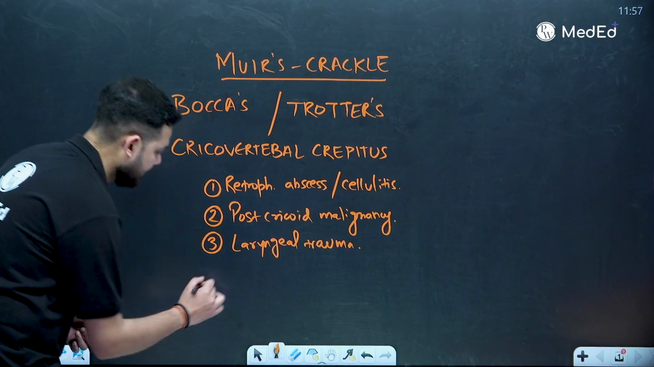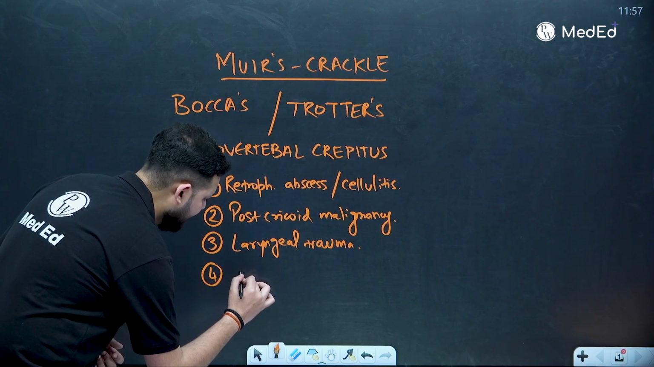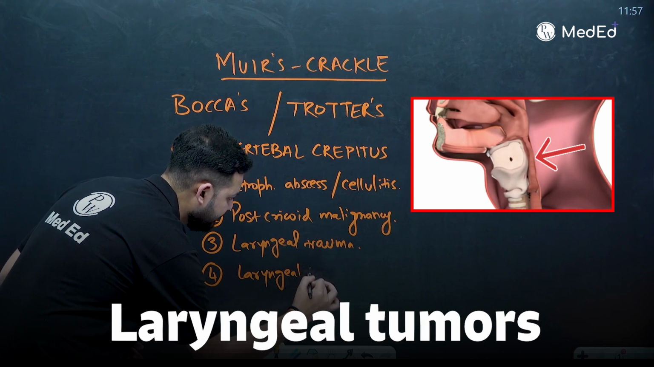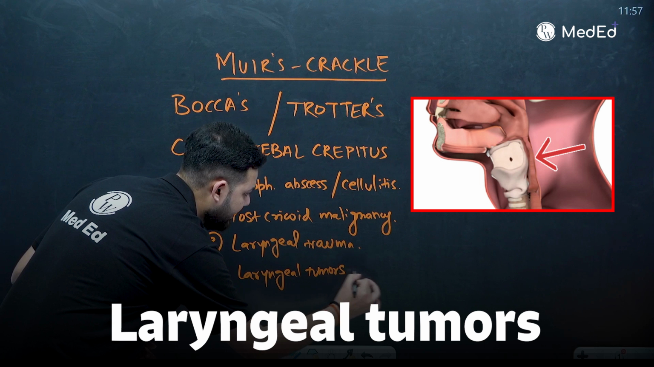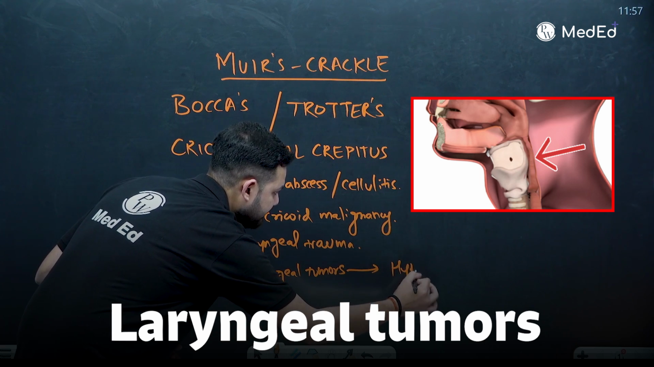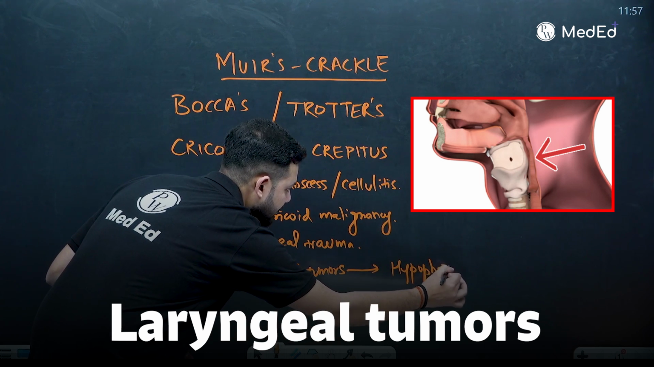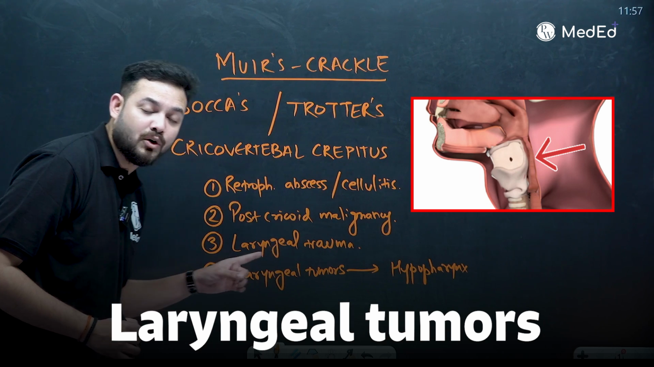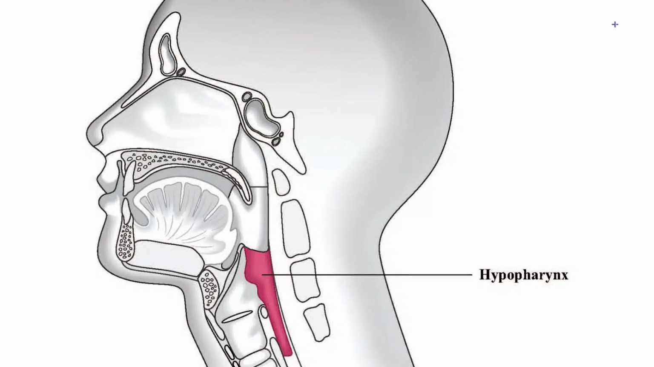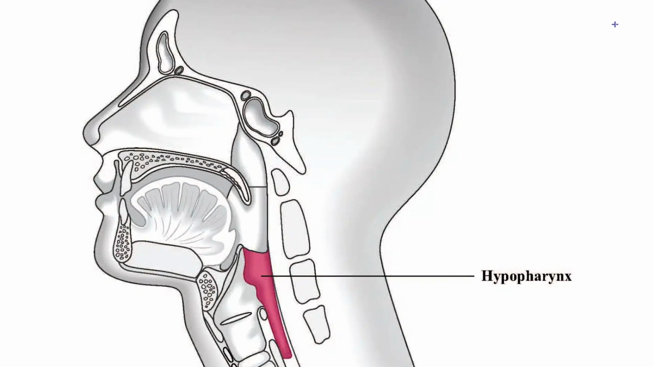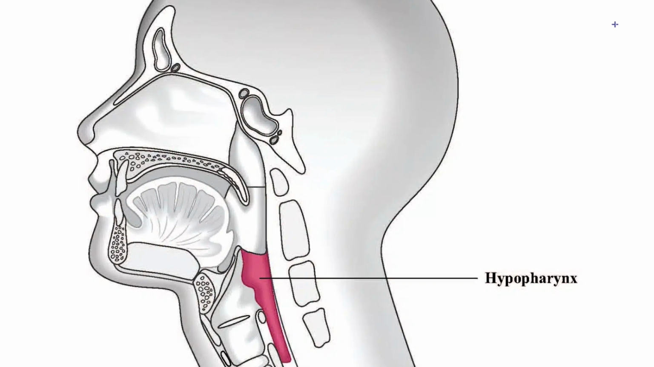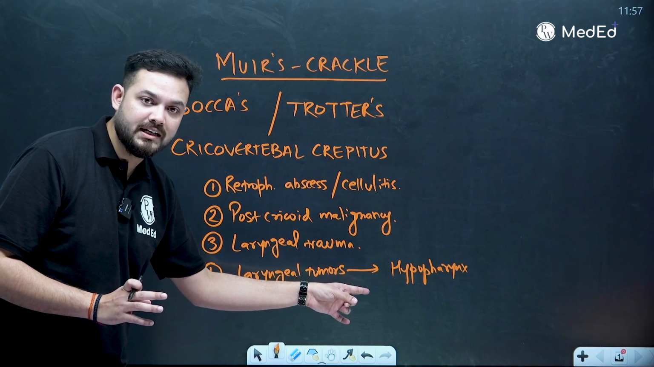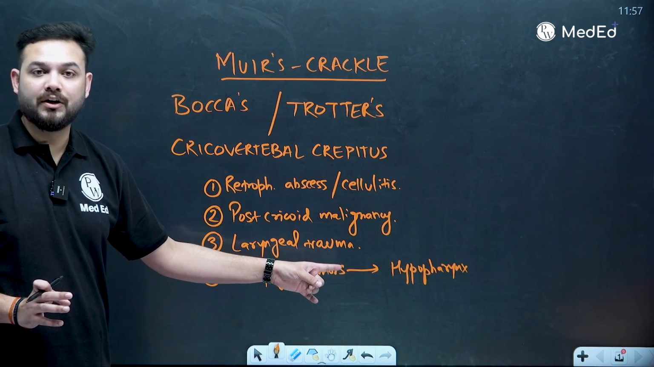Fourth condition, it is also seen in laryngeal tumors which spread to the hypopharynx. So either the primary malignancy could be in the post-cricoid area, or it also could be in laryngeal tumors which have got an extra laryngeal spread. That means they have gone beyond the larynx and now they are spreading behind into the hypopharynx. And most important hypopharyngeal area here is the post-cricoid area.